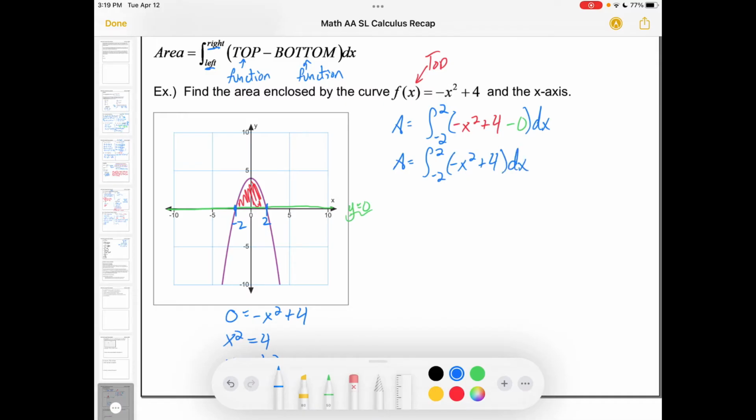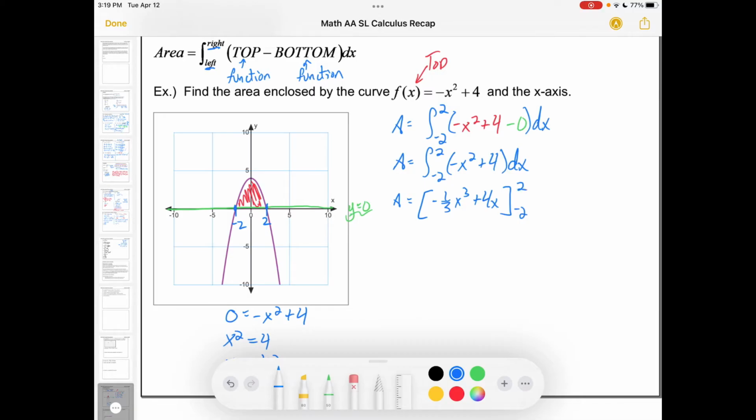Now, if this is a GDC question, just dump it in your GDC. If it's not, then we have to go through this analytically. So that means anti-differentiating. We'll get negative x cubed plus 4x. And our boundaries are negative 2 and 2. And then we'll sub in.